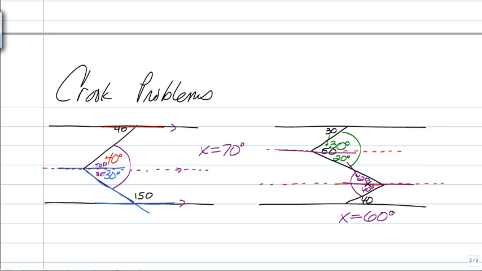Okay, now these are a little bit tricky, but all you are using is same side interior and alternate interior angles. Just make sure if you're crossing over the line to get to the next part, then it's equal. If you do not cross over the line, they are supplementary.